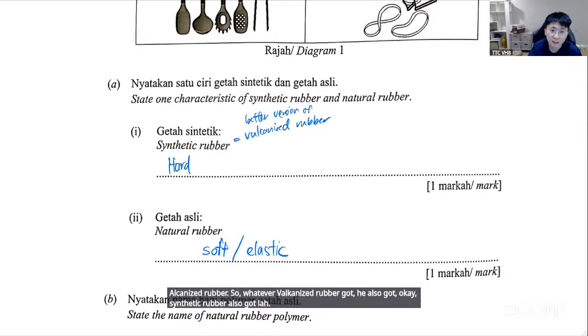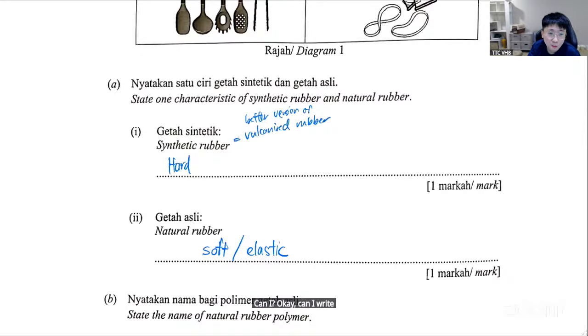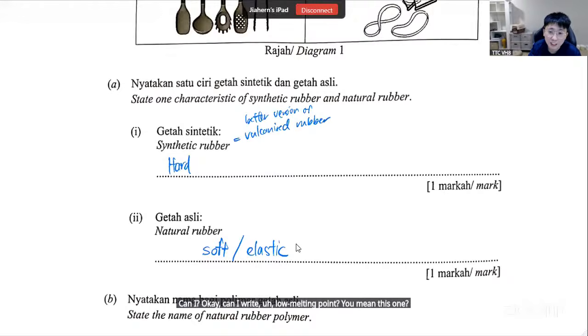Can I write low melting point? You mean for the soft and elastic one? Cannot. Usually you can just say low heat resistant. In rubber, we say heat resistant, either highly heat resistant or low heat resistant. Try to go with this term, heat resistant.